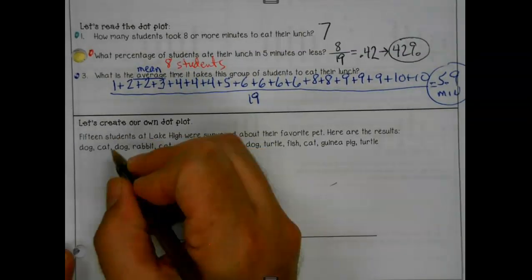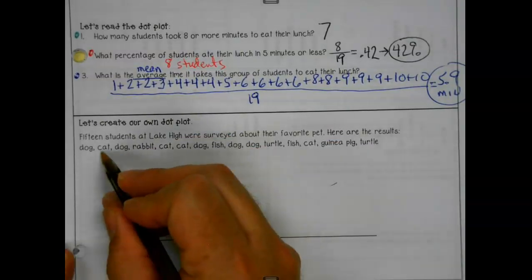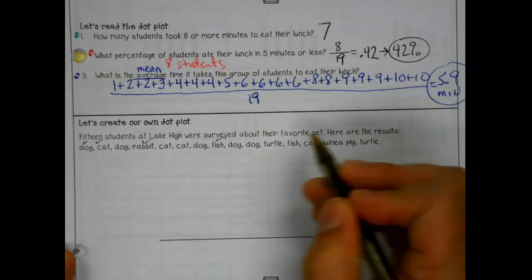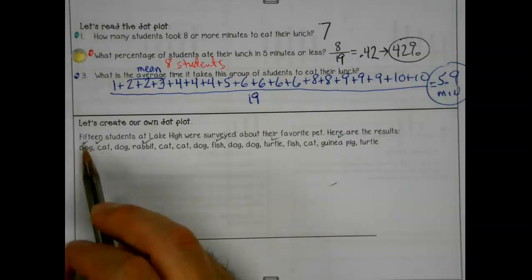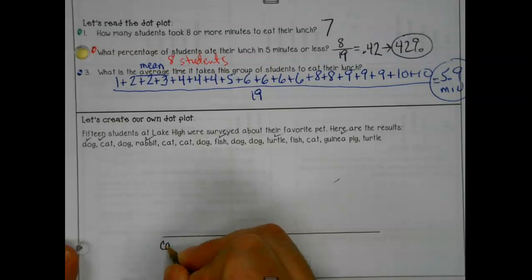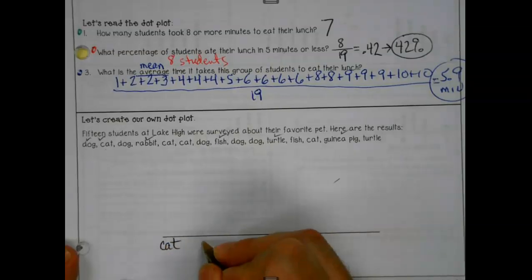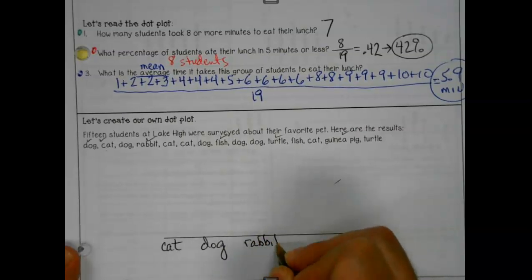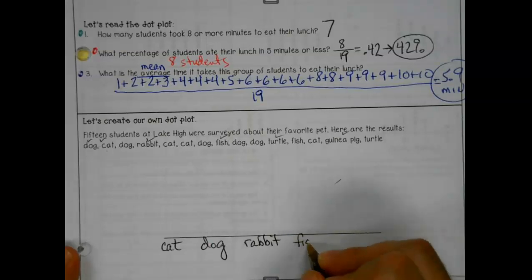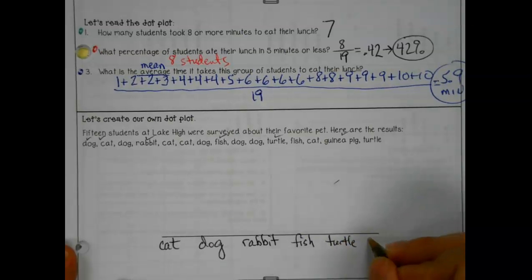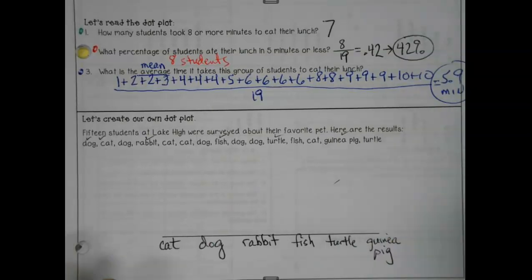So let's see. So we've got cats, that's 1. We got dogs, that's 2. Rabbits, fish, turtle, guinea pig. Okay, 1, 2, 3, 4, 5, 6 different animals. So we want to space out a little bit. Cat, dog, rabbit, fish, turtle, guinea pig. Again, the order won't matter.